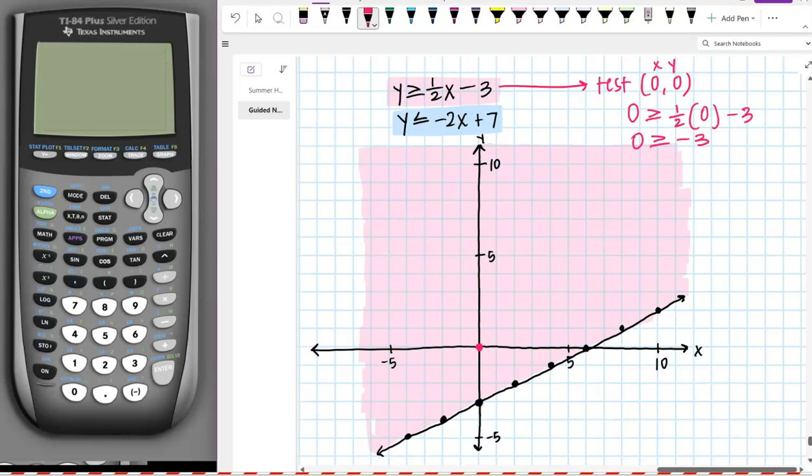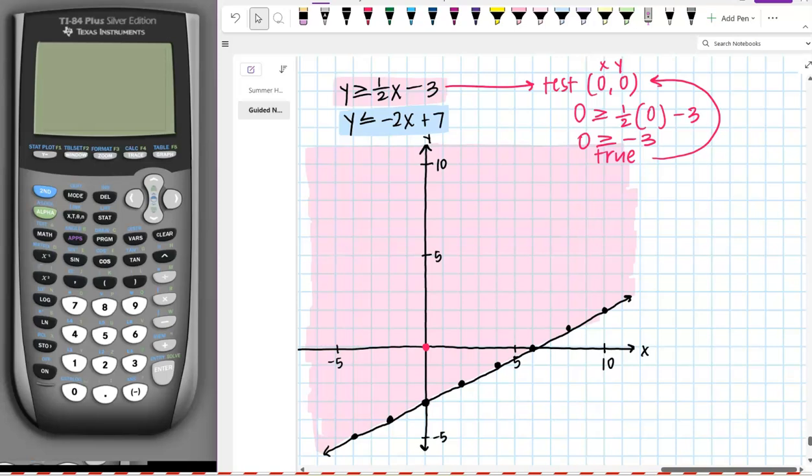You want to decide, is this a true inequality or false? 0 is greater than or equal to negative 3 is true. That means that the test point should be shaded. Notice that (0, 0) is shaded by the pink shading. If you had tested a point on the other side, like (10, 0), and plugged in 10 for x, 0 for y, it would have made the inequality false. That's why (10, 0) is not shaded by the pink shading.